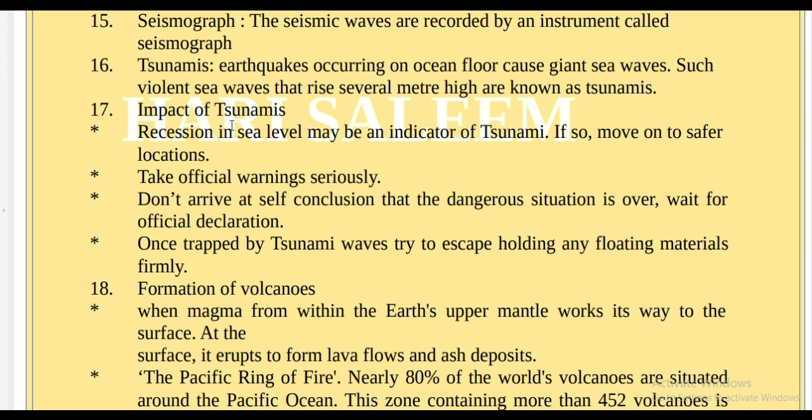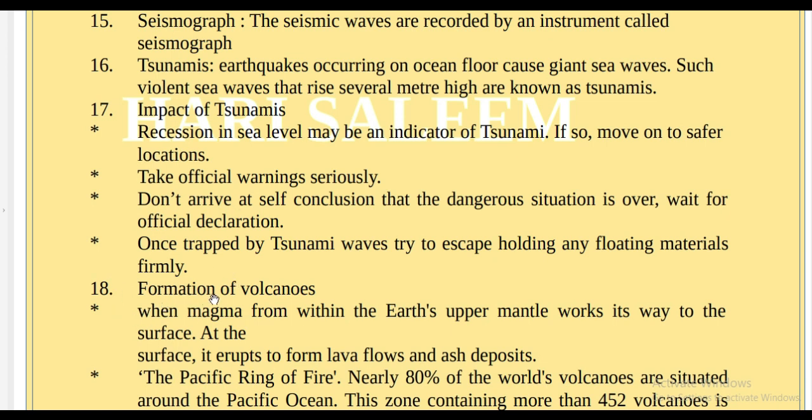Next, impact of tsunamis. Recession in sea level may be an indicator of tsunami. If so, move on to safer locations. Take official warnings seriously. Don't arrive at self conclusion that the dangerous situation is over. Wait for official declaration. Once trapped by tsunami waves, try to escape holding any floating materials firmly.